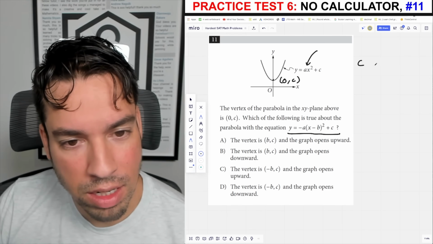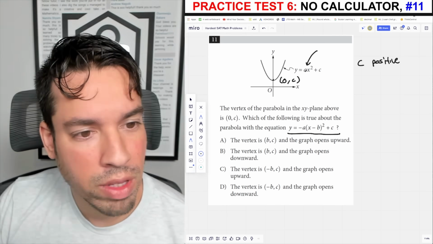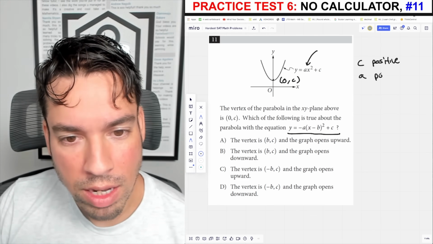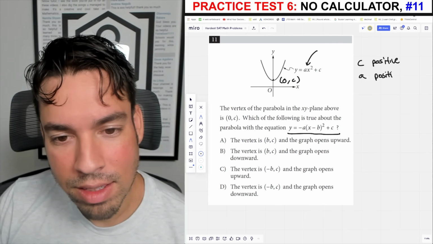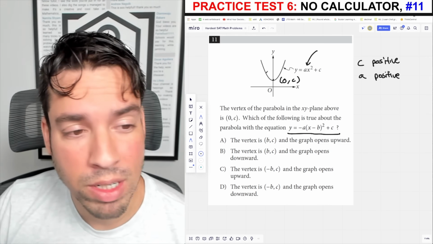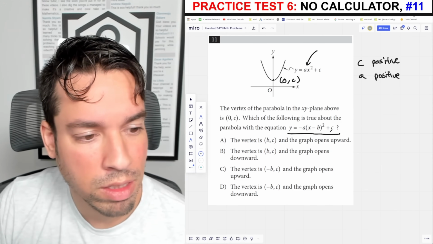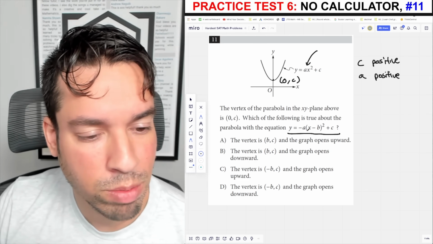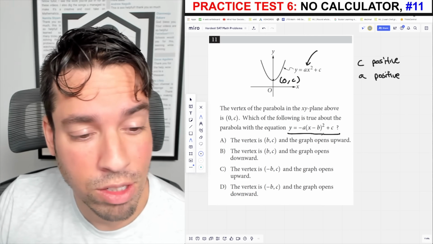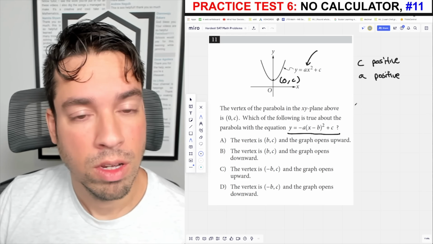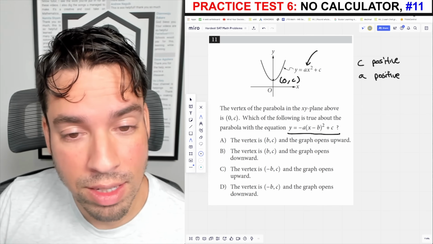I know that c is positive. I also know that a is positive. And why do I know that? Because a dictates whether or not this thing goes up or down. If it's going up, a has to be positive. Now we say, which of the following is true about this parabola? And again, what makes it so difficult is this is so abstract. I don't have concrete numbers, so we really have to break things down like this and say c is positive, a is positive, etc.